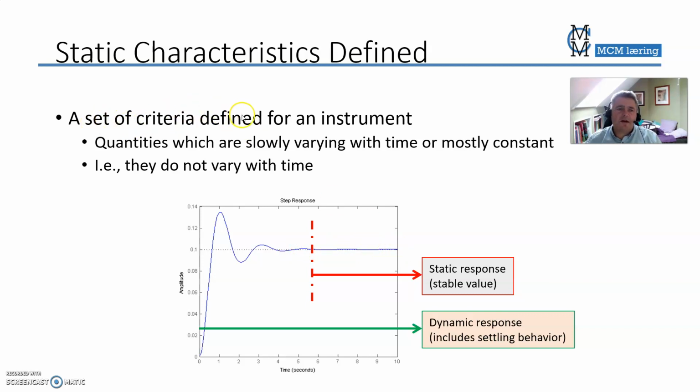So it's a set of criteria defined for an instrument, like what kind of output do we get to a certain input. And these are quantities that are slowly varying with time or mostly constant. You might have something that slowly varies with time.